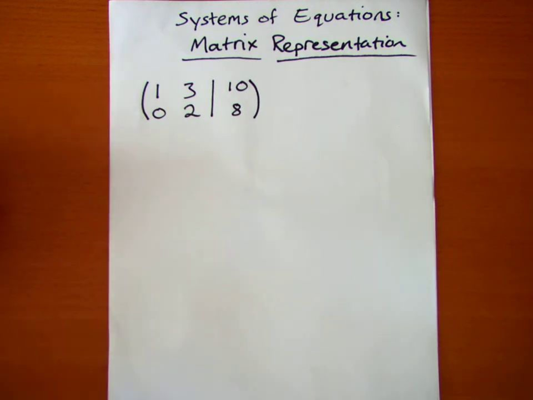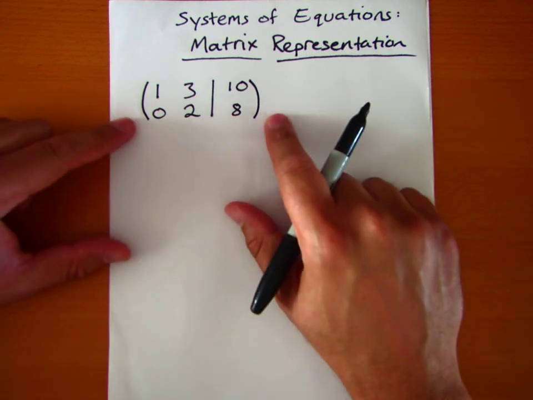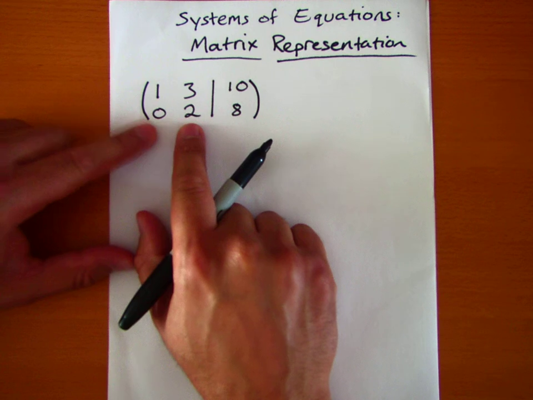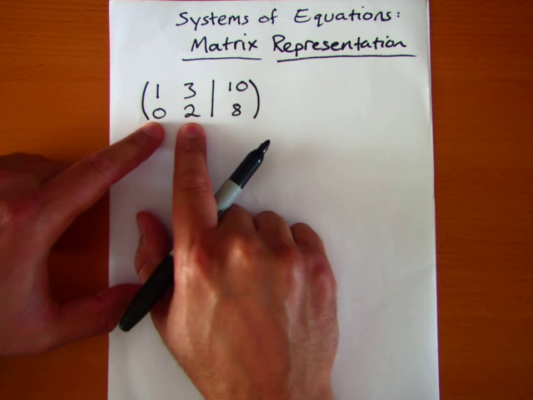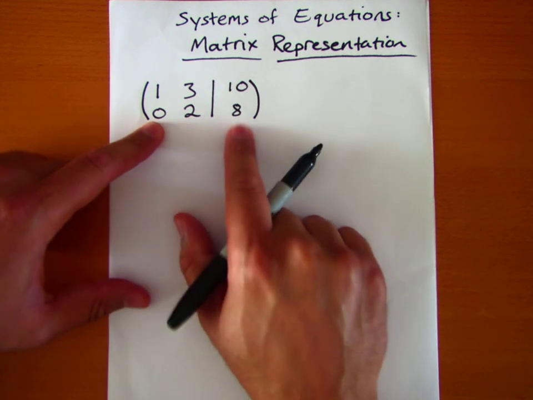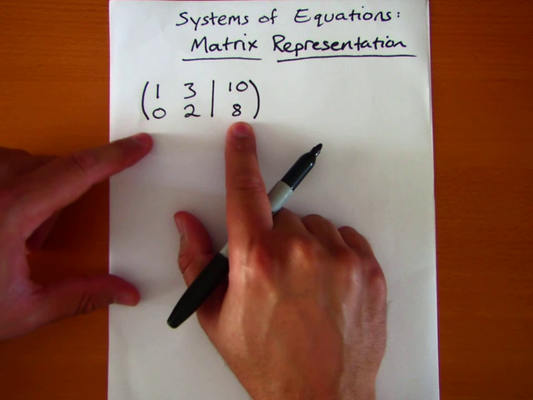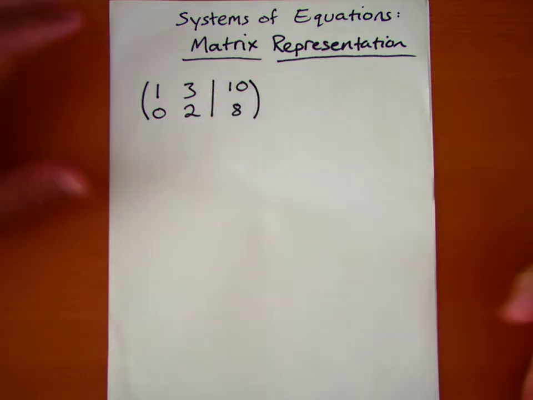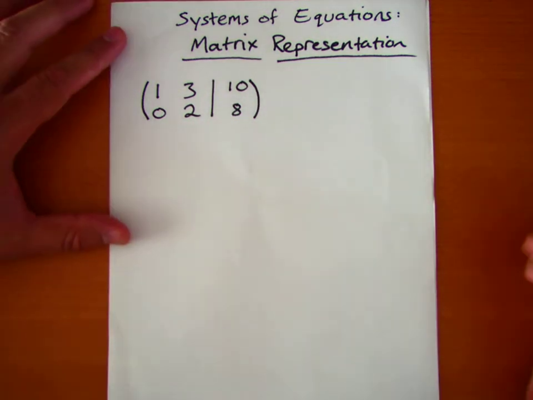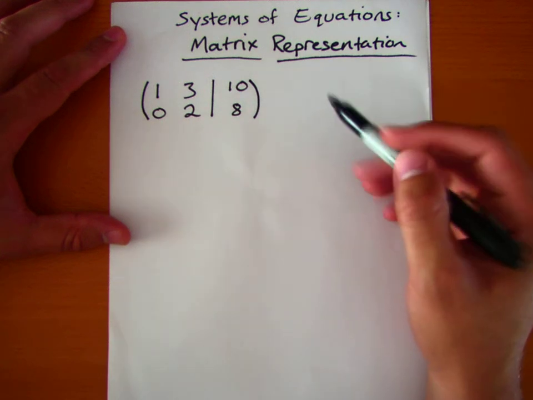Okay, so the question is about systems of equations and the matrix representation of that system of equations. And so we're given this shorthand right here of this augmented matrix. You've got this 2 by 2 matrix, 1, 3, 0, 2, augmented by this 2 by 1 matrix, 10 and 8. And this is supposed to represent a system of equations. Well, how does that work? Like I said, this augmented matrix is a shorthand.